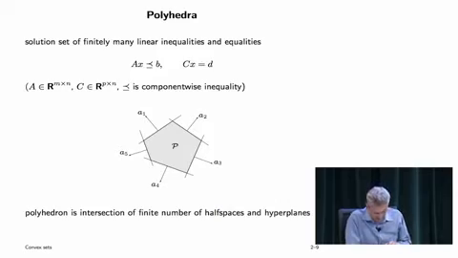Okay, this brings us to polyhedra. Another name for this is polytopes. I'll say a little bit about that in a minute. And that's defined as a solution set of finitely many linear inequalities and equalities.